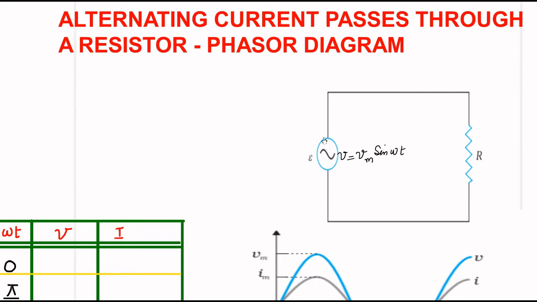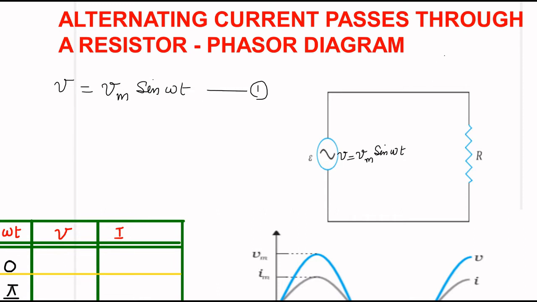Consider an AC source which supplies sinusoidally varying potential difference to a resistor R. The potential difference across the source can be represented as V equal to Vm sin omega t. We call it equation number 1.